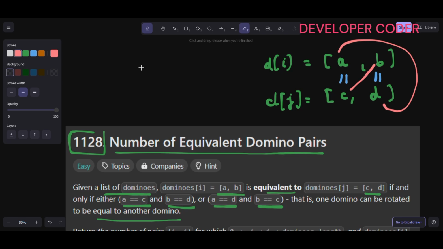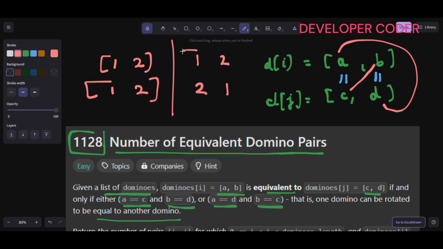All right, so that simply means if case 1, when a is equal to c and b is equal to d, we have dominoes like this. Let's say 1 and 2 here, and here also 1 and 2. So both are equivalent. And the second case is when we have 1 2, and this a is matching with the d, that simply means here we have 1, and b is matching with c, that simply means we have 2 here. So these two are the cases.